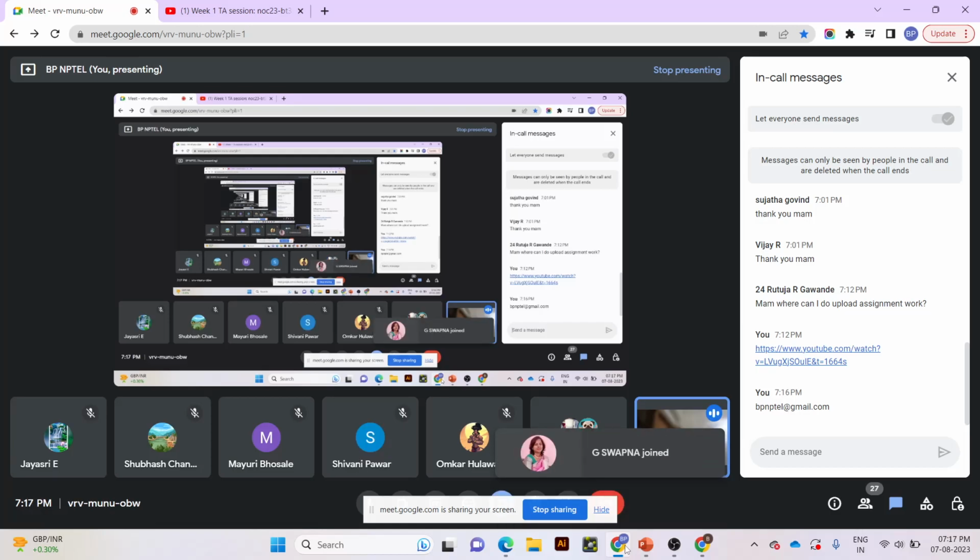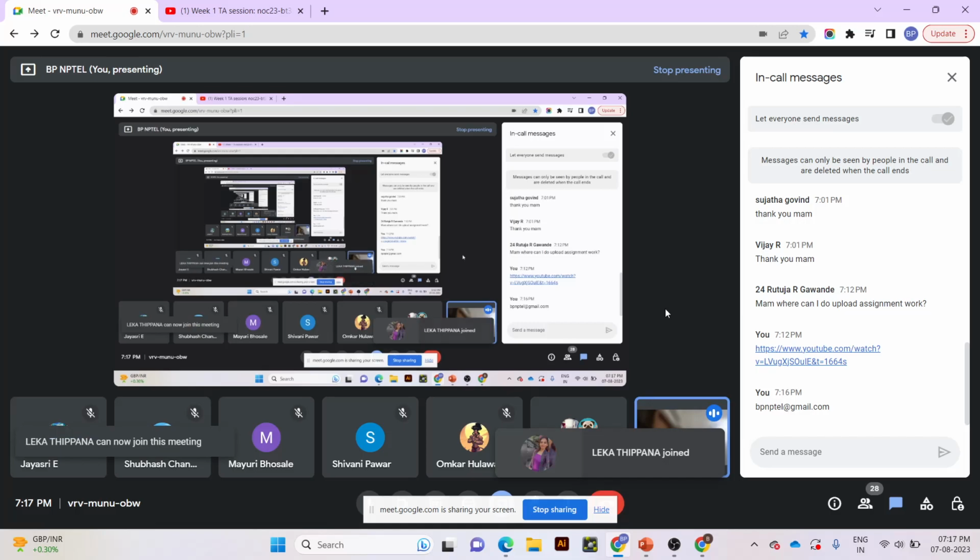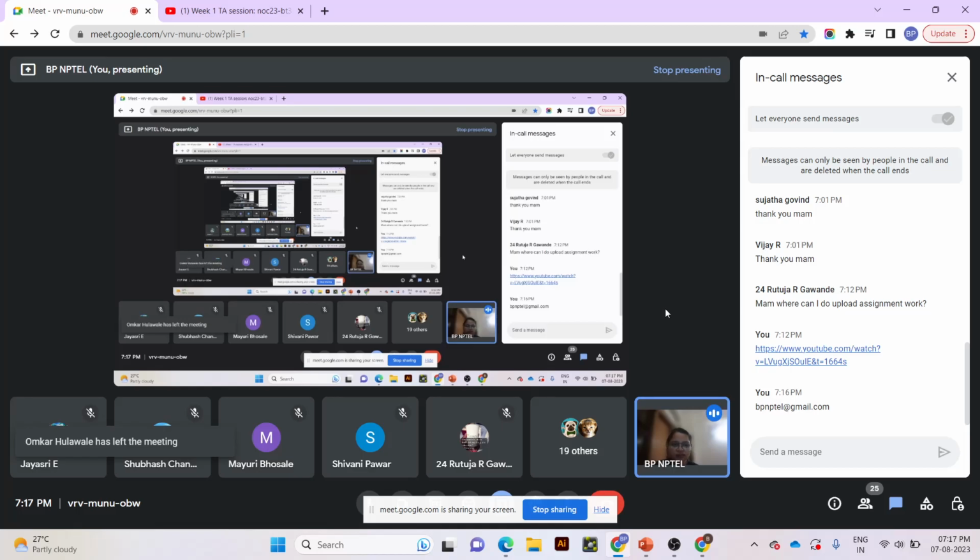Where can I upload assignment work? If you join the portal, you can submit the assignment work in the portal itself. Or if you are facing problem in uploading the assignment, you can post it in the forum. People are there to help you how to get access to the portal or how to upload the assignment.